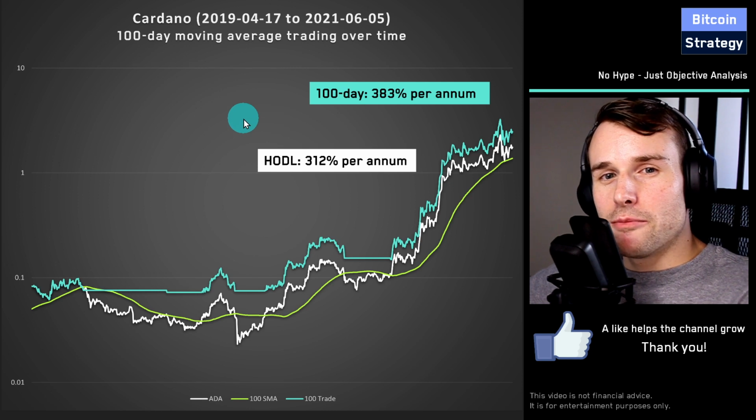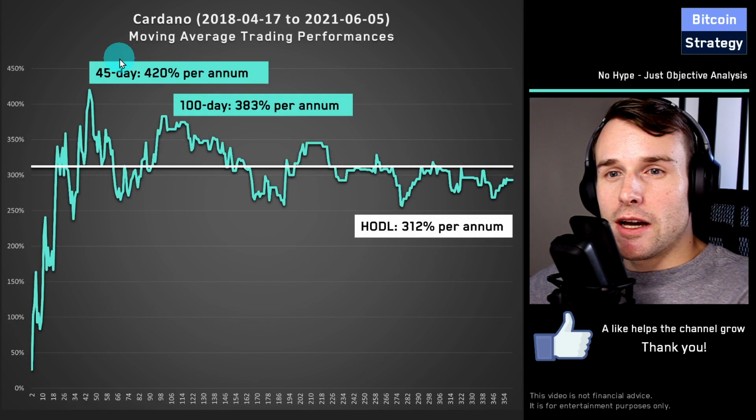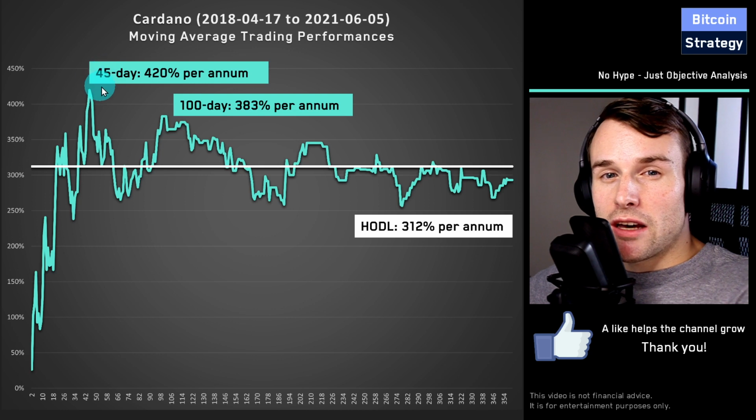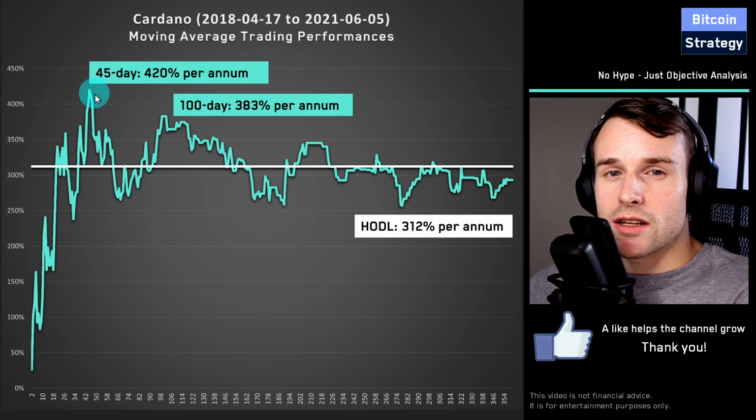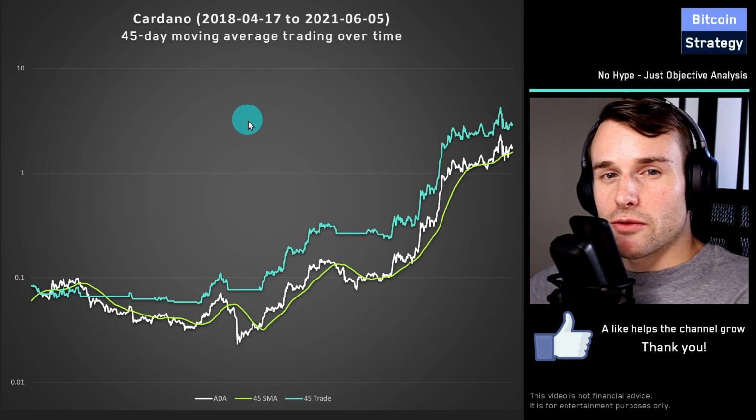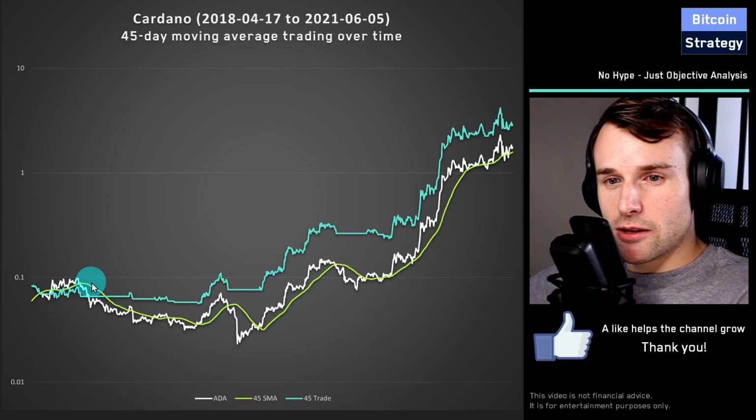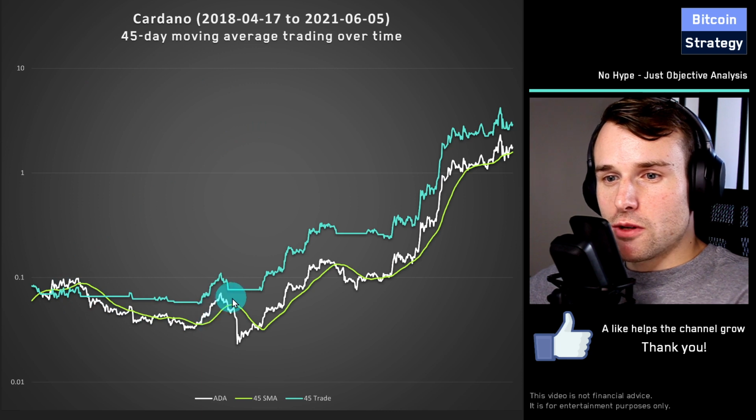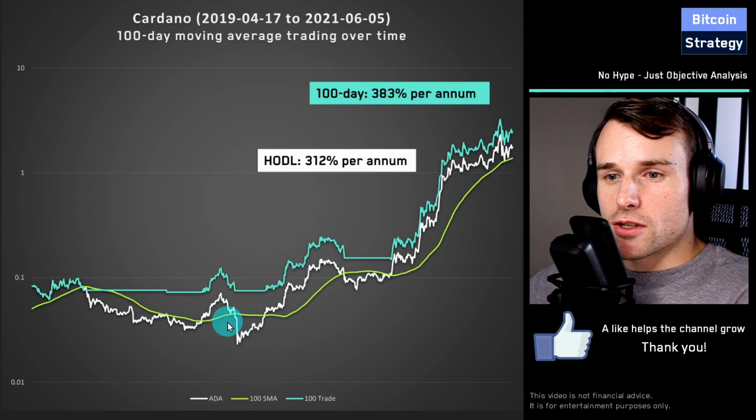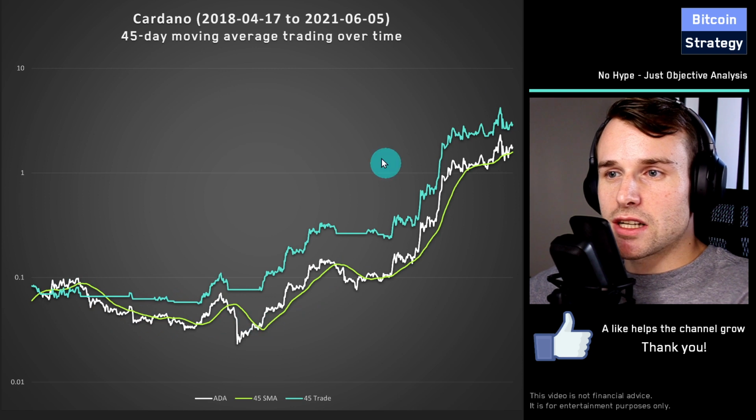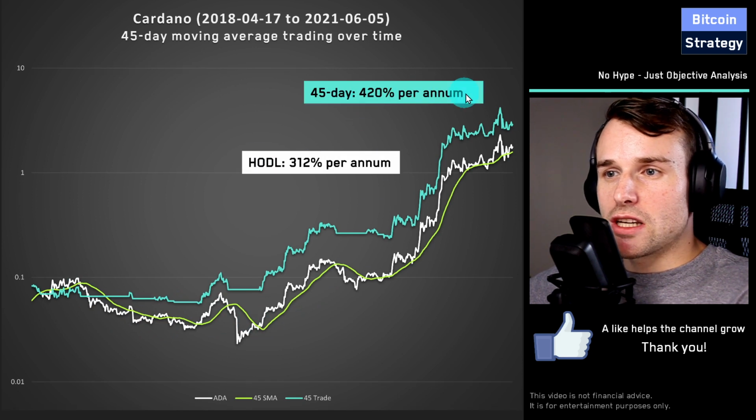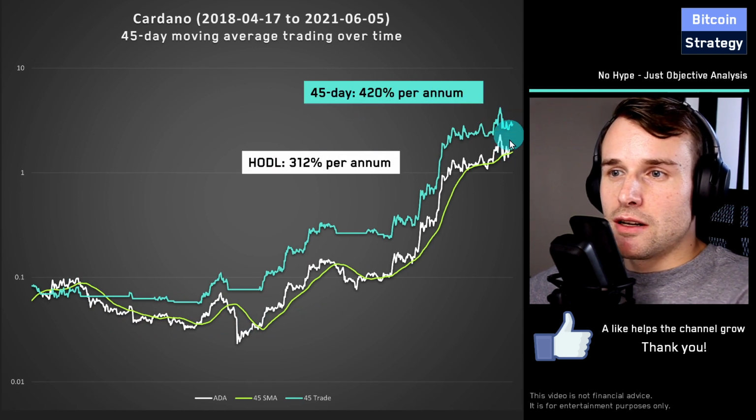Now let's look at the better of the two performing averages, the 45-day, which I think is probably also the better of the two moving averages to look at when you trade Cardano actively. Here's the result of the 45-day moving average. We see the moving average is closer to the price. Just compare this moving average here, it's very close to the price, versus the 100-day. 100-day pretty flat, 45 much closer. And just by looking at this backtesting result, we see 420% per annum. The difference is a bit larger here.